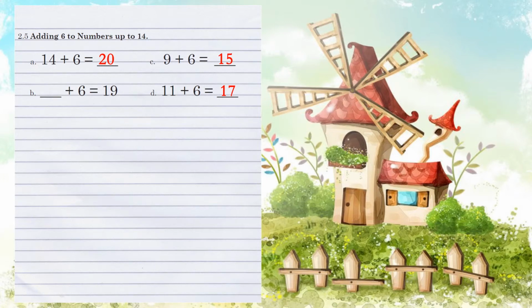Example B. What number plus 6 equals 19? In this situation, because we're ending with such a higher answer, let's work backwards. If we're going to go backwards 6 spots, because we want to figure out what number we started with. So we have 18, 17, 16, 15, 14, 13. That was 6 spots that we went back and we ended with 13. So therefore now 13 plus 6 equals 19.